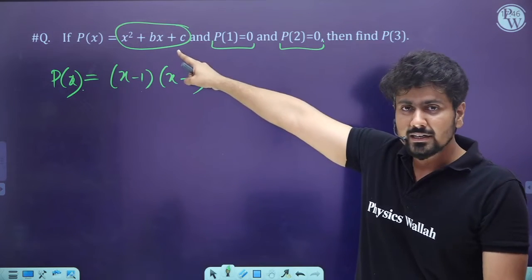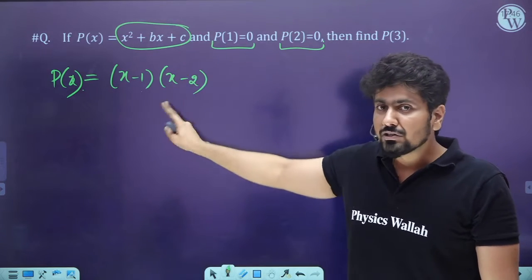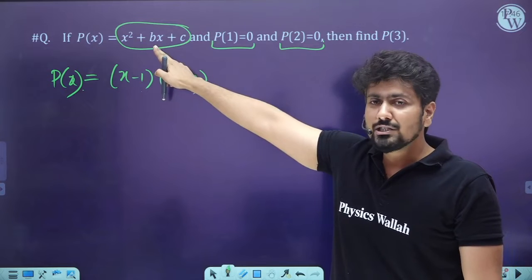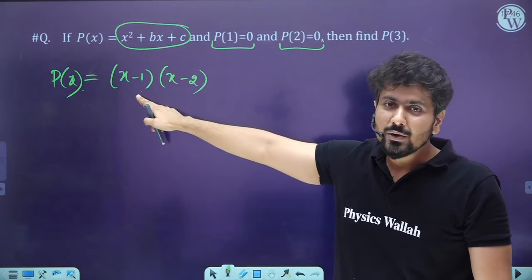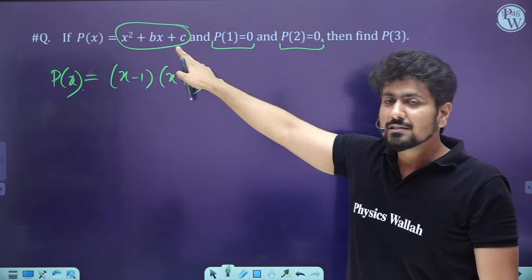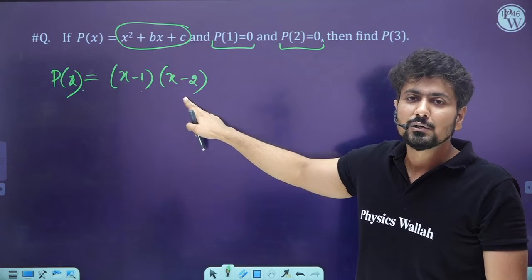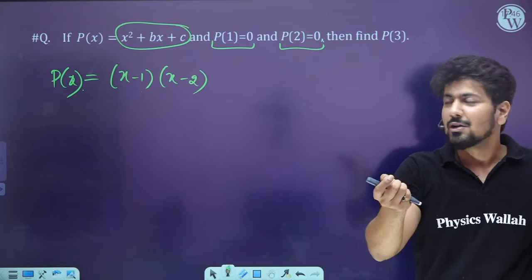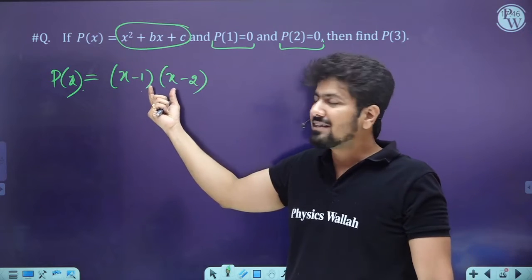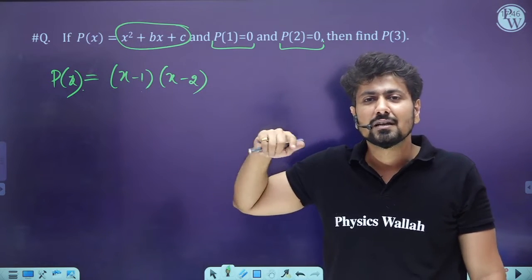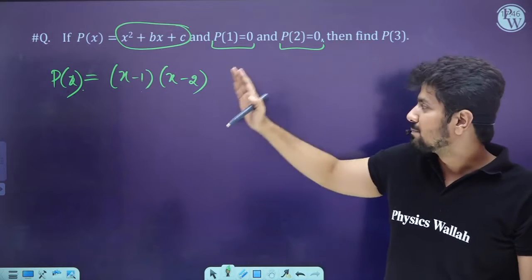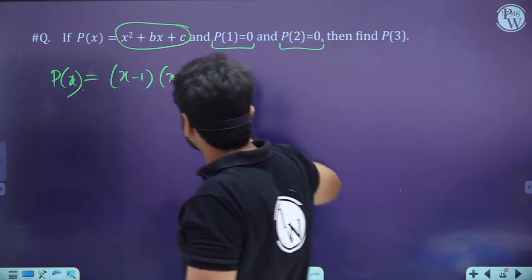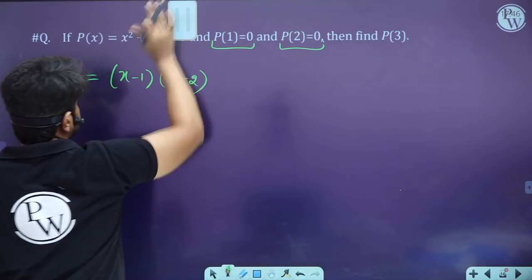Because this is quadratic, their multiplication is also quadratic. This becomes 0 at x is equal to 1. This also becomes 0 at x is equal to 1. This becomes 0 at x is equal to 2. This also becomes 0 at x is equal to 2. And the coefficient of x square also matches. Coefficient of x square is 1. If you multiply this, here again the coefficient of x square is 1. So this is our expression p(x).